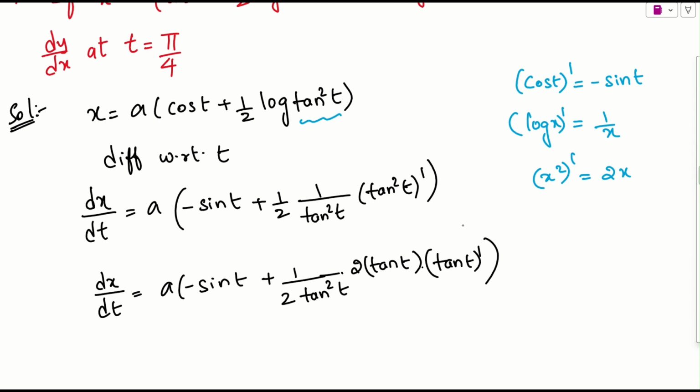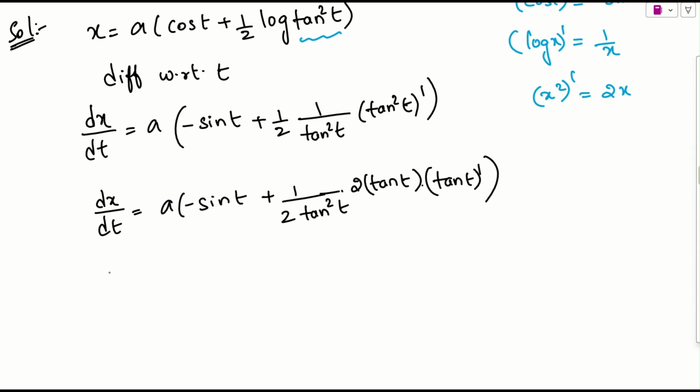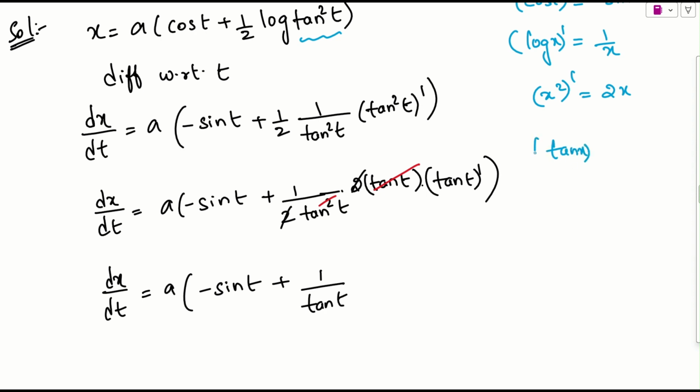Yeah. So what I can say, dx by dt is nothing but a into minus sine t plus, so this two I can cancel. And what we can say, this tan I can remove. I'll be getting 1 by tan here. Is it okay? And what is tan t derivative here? Tan x derivative will be secant square of x. Let me write it down. So we know that tan x derivative will be secant square of x. So same thing I'll be applying here. This is nothing but secant square of t, right?